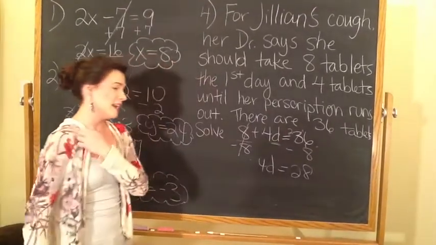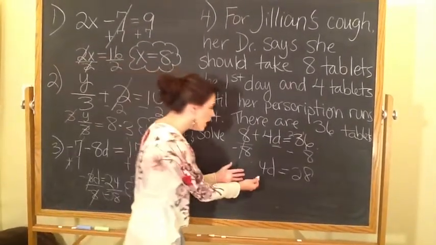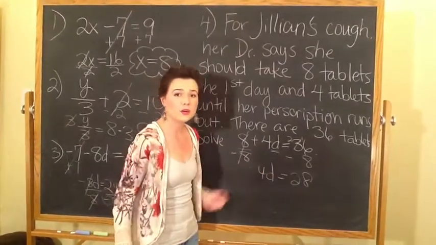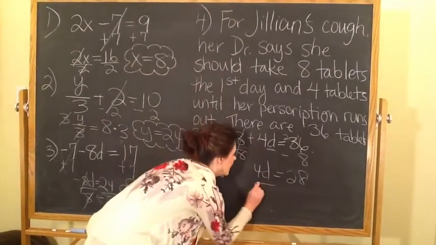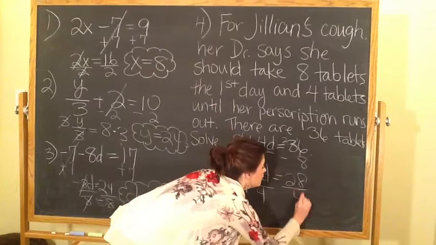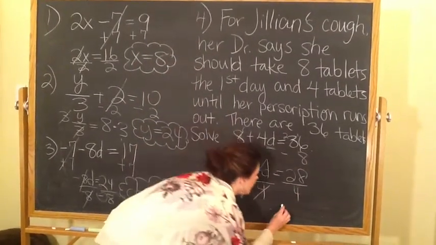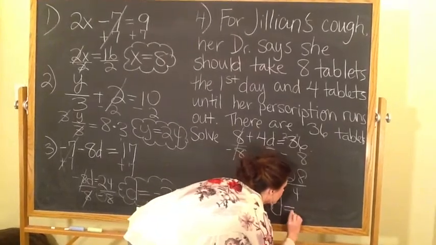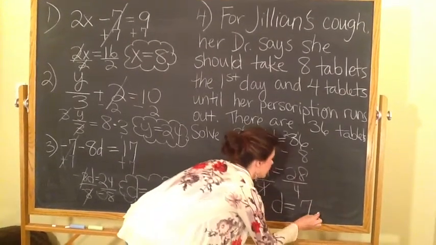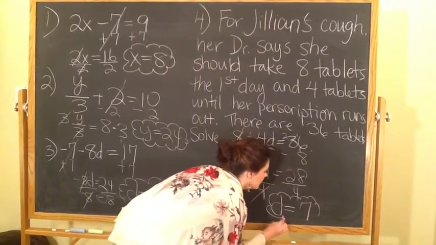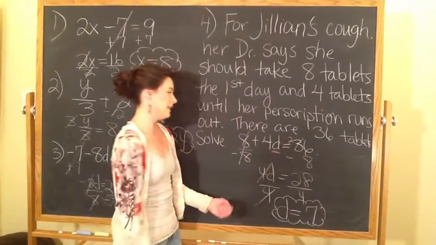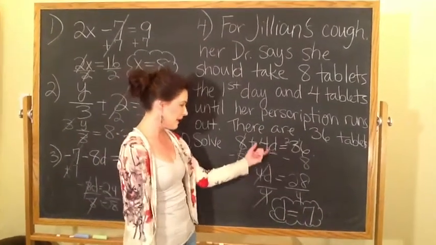Now we're going to divide, because we're multiplying 4 times d. So in order to cancel 4 out, we need to divide. So divide by 4 on both sides to keep it balanced. So the 4's cancel out, and we'll find out that d is equal to 7. So she is going to be taking medicine for 7 days.